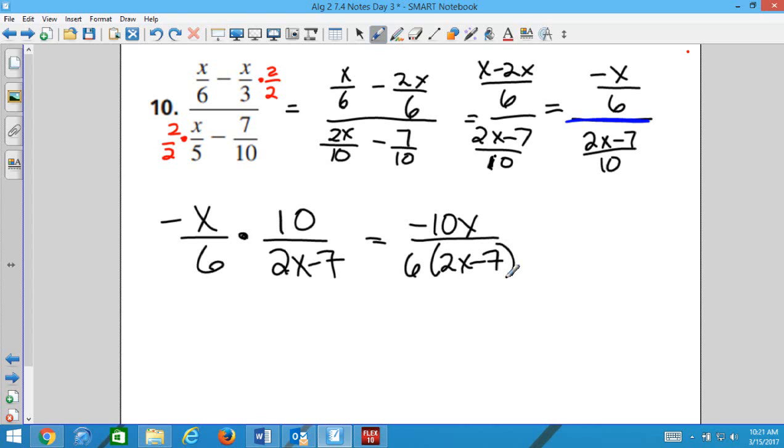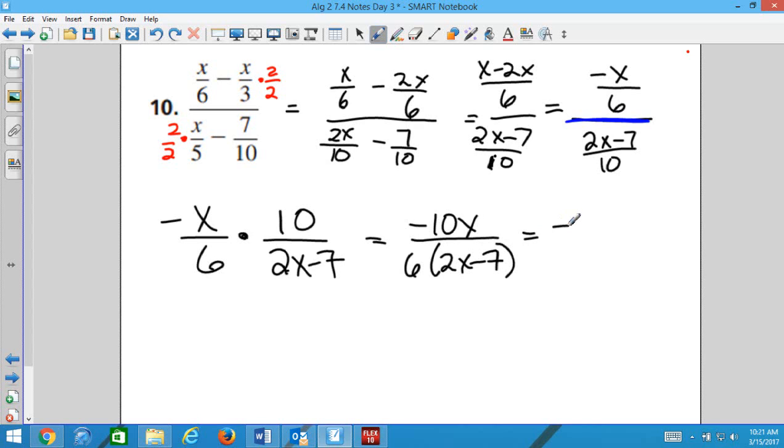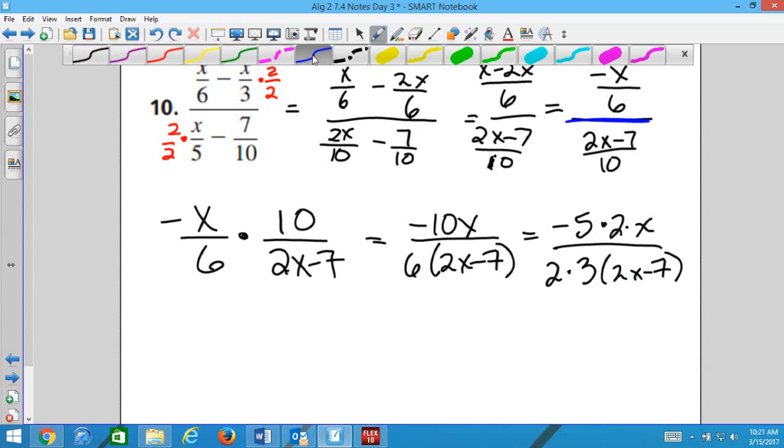You take out a 2. So we can factor a 2 out of that negative 10x. Let's see what it is. We'll have negative 5x, 5 times 2 times x, over 2 times 3, 2x minus 7. So that we can cancel out the 2's.